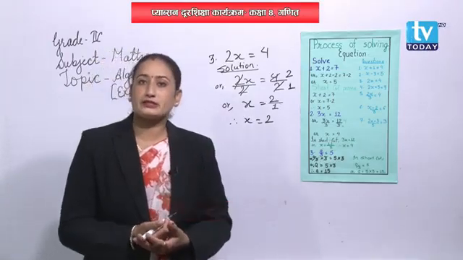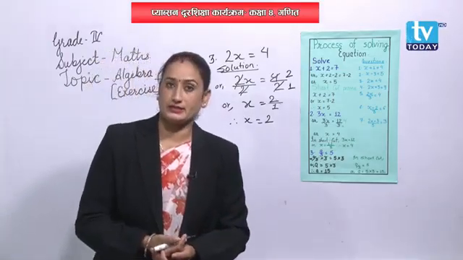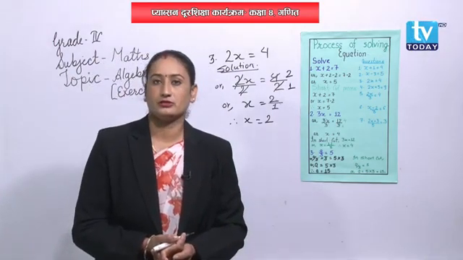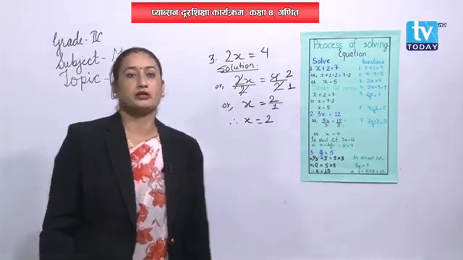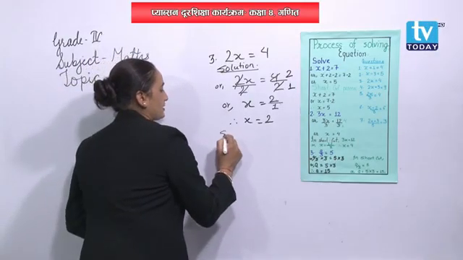While you are using the shortcut process, then how to do it? Any one method you can follow, okay? So, how to write in the shortcut process?